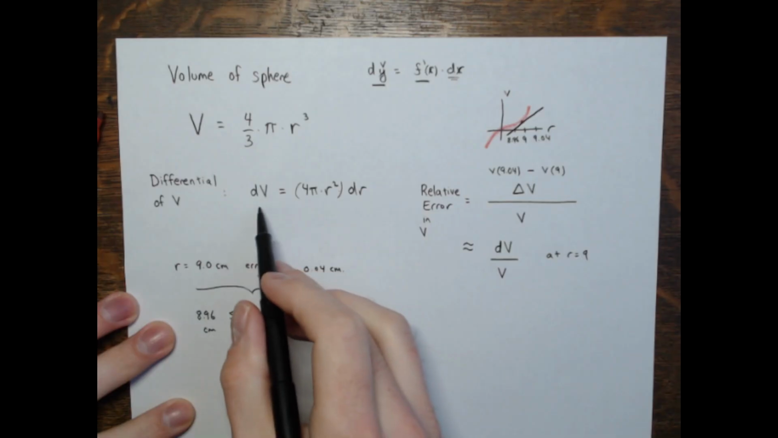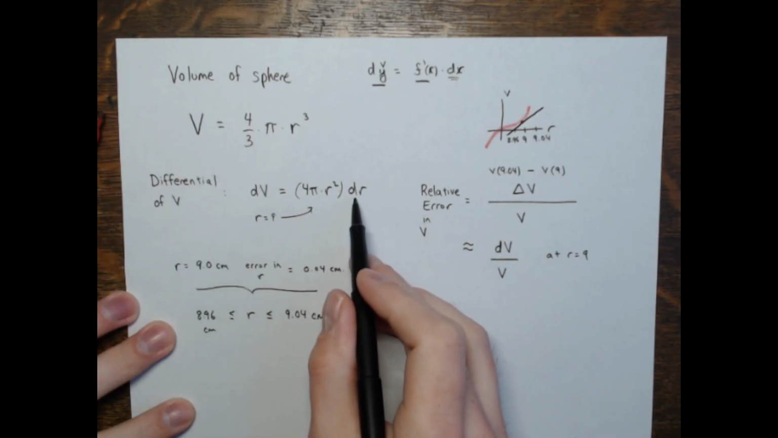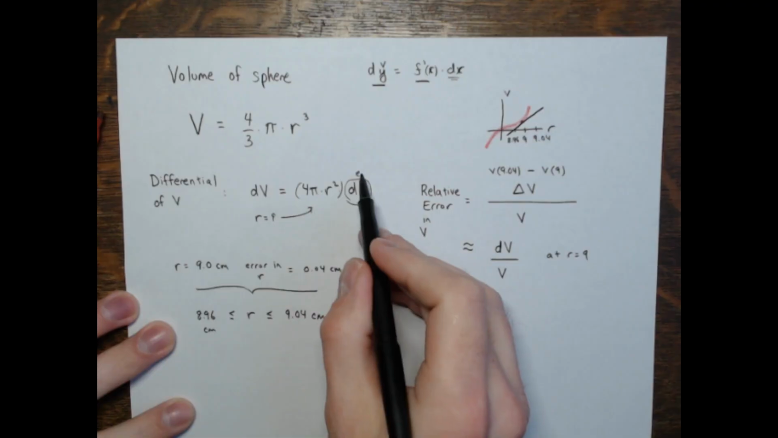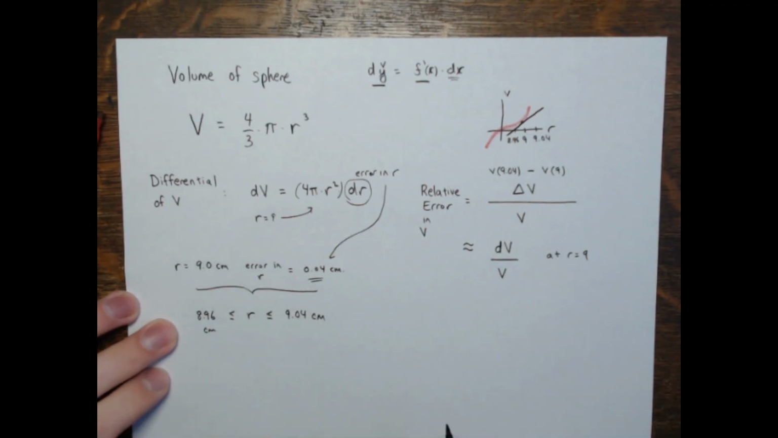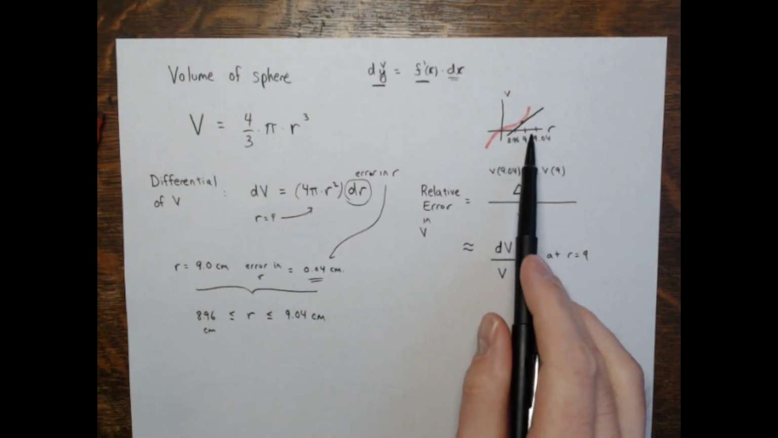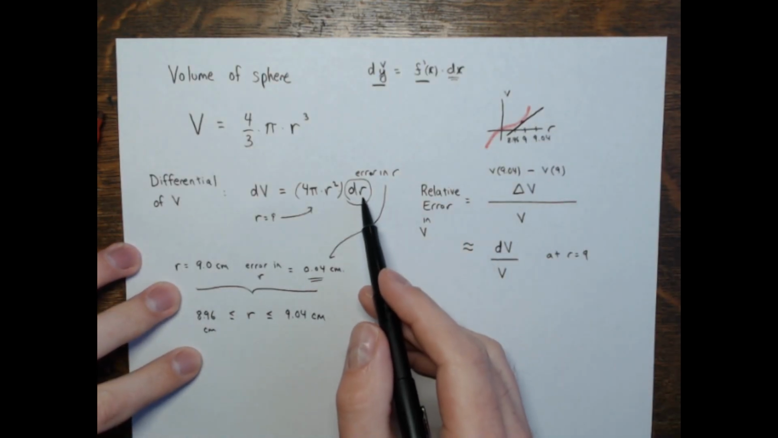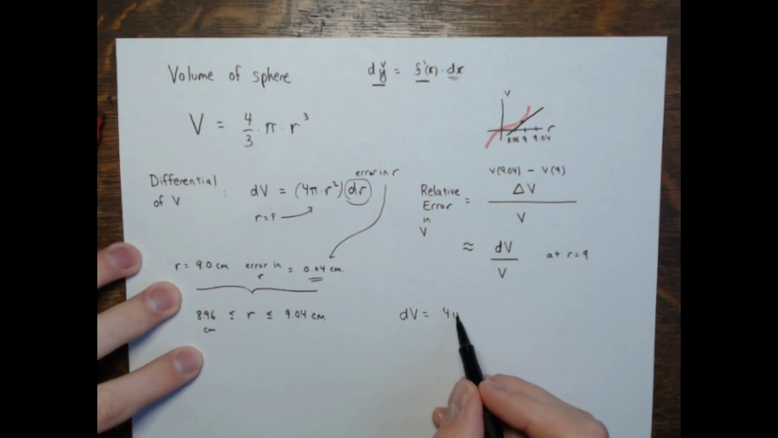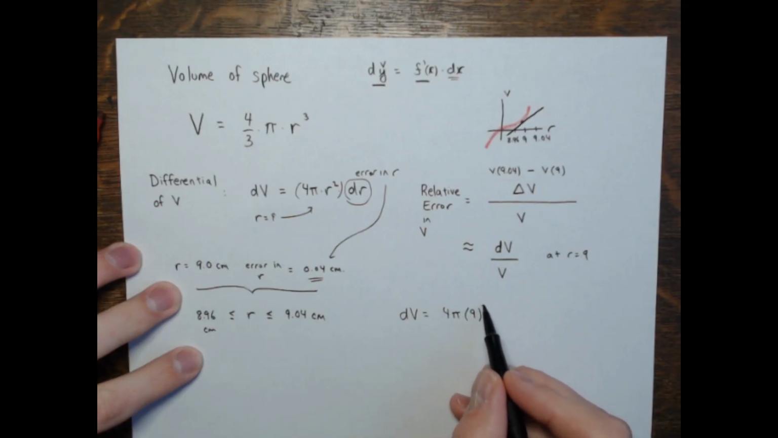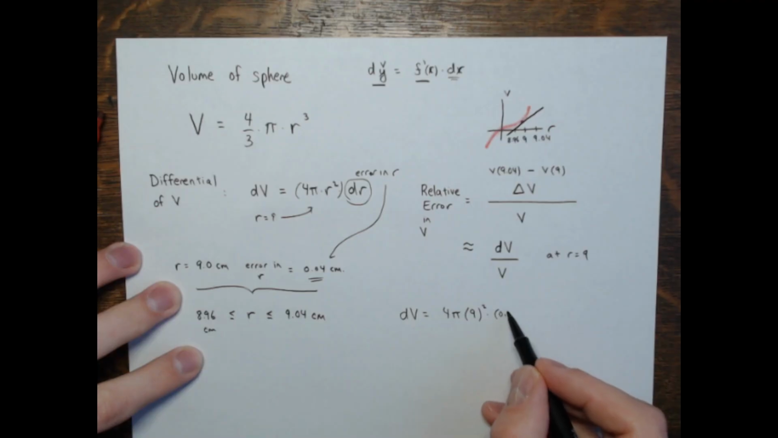So, again, dV, R equals 9, popping that in here. Again, dr, this is your error in radius, which is the 0.04. Right? dr is a change in r, how much I would change r, for this tangent line. So dV is 4 pi, times 9 squared times, and again, this dr is 0.04.